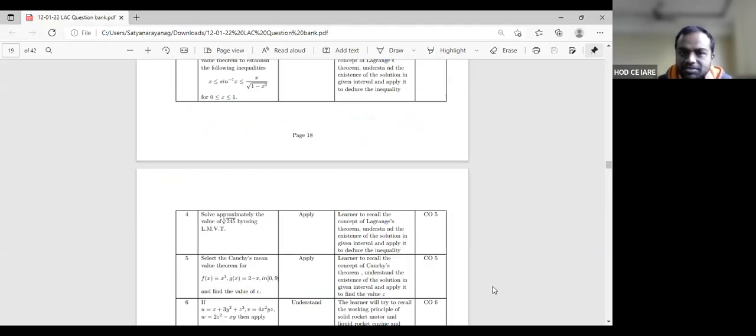Okay, so to solve approximately the value of fifth root of 245 by using LMVT. LMVT means Lagrange's mean value theorem.